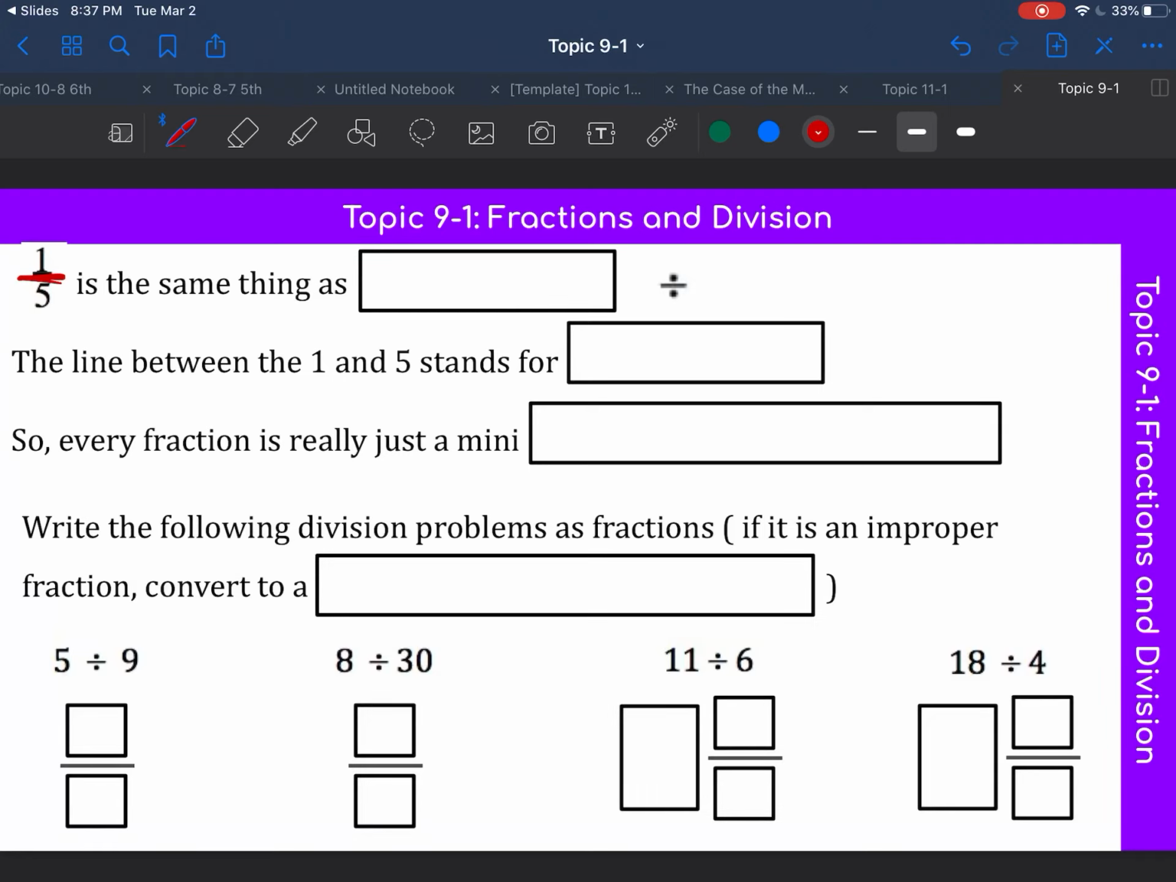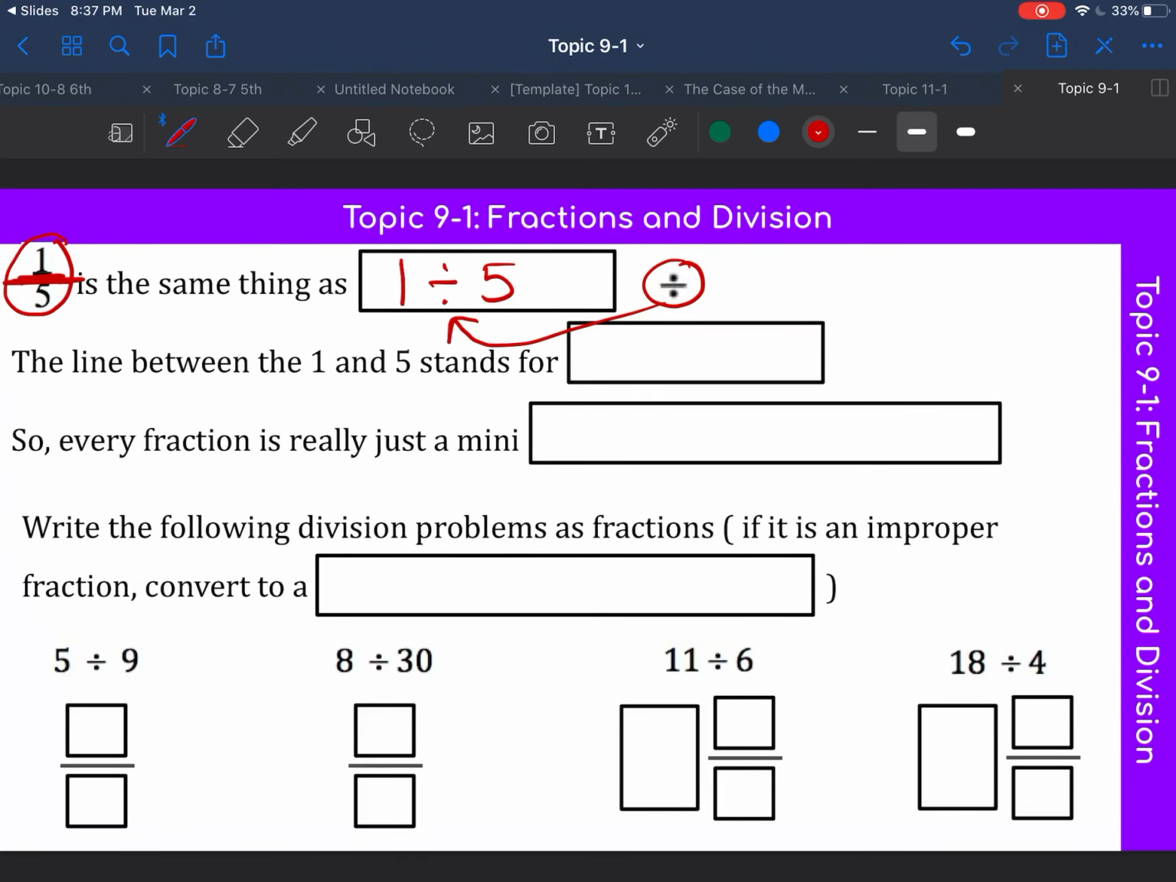And this should be familiar to you guys. What does that line in between the numerator and denominator stand for? That line stands for division. So we know that 1/5 is the same thing as 1 divided by 5. So what you can do, there's this little division sign. You can bring that over and drag it between your 1 and your 5. Just put a few spaces in between, okay?